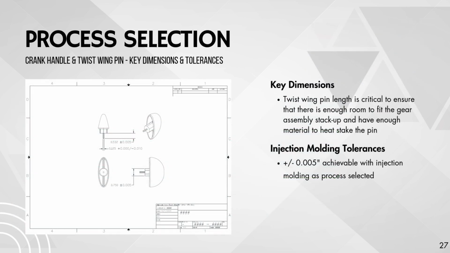The critical dimensions of this component are the length and diameter of the pin, so the stack-up of gears assembles properly and ensures proper gear meshing, and it also must be long enough for the heat stake process constraining the gears in place. The print on this slide shows the pin length and diameter governed by a plus or minus 5,000ths for the length and plus 0 minus 10,000ths for the diameter to ensure proper assembly into the lower frame. These tolerances are achievable by the candidate process of injection molding.